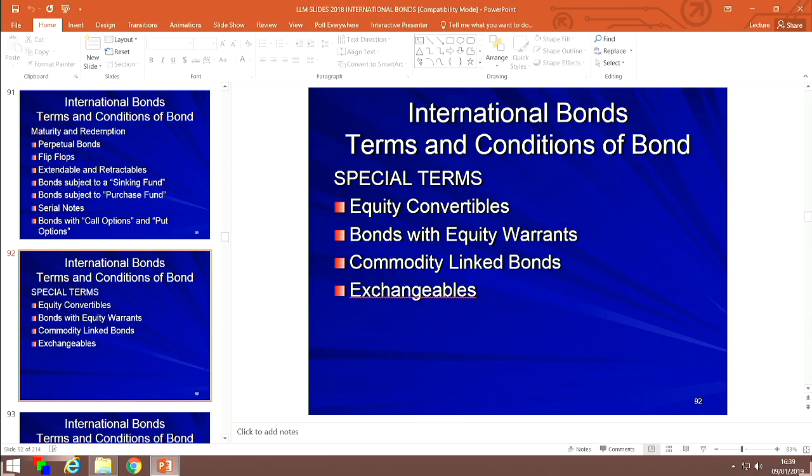The last thing I'm going to mention are exchangeables, which are bonds which have a clause which enables the investor at a given point in time in the life of the bond, say year 5 to year 10, to exchange the bond at its option, at the investor's option, for another instrument specified in the bond instrument, which could be another bond, it could be a share, it could be something else. It's a right to exchange the bond for something else.